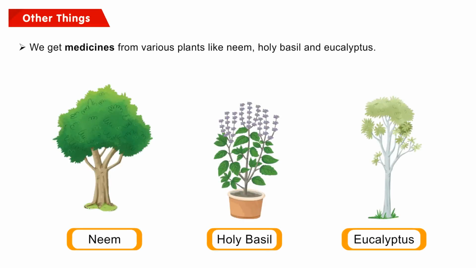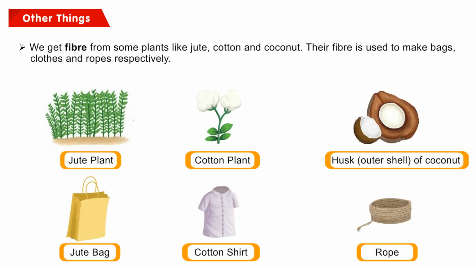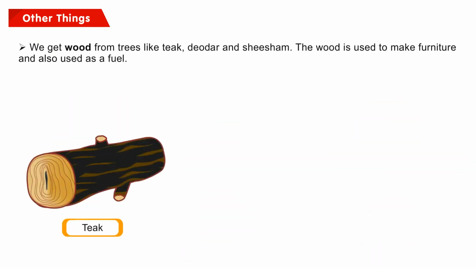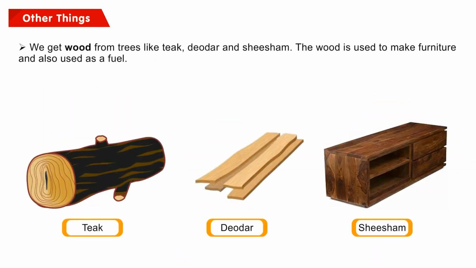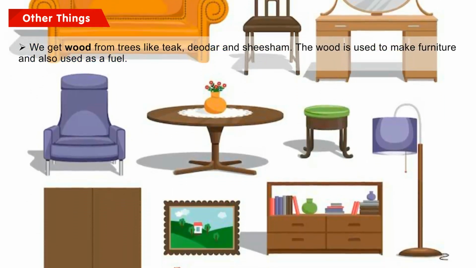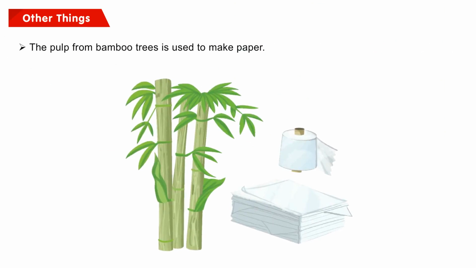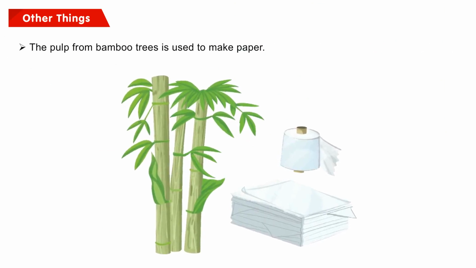We get medicines from various plants like neem, holy basil, and eucalyptus. We get fiber from some plants like jute, cotton, and coconut. Their fiber is used to make bags, clothes, and ropes respectively. We get wood from trees like teak, deodar, and shisham. The wood is used to make furniture and also used as a fuel. The pulp from bamboo trees is used to make paper.